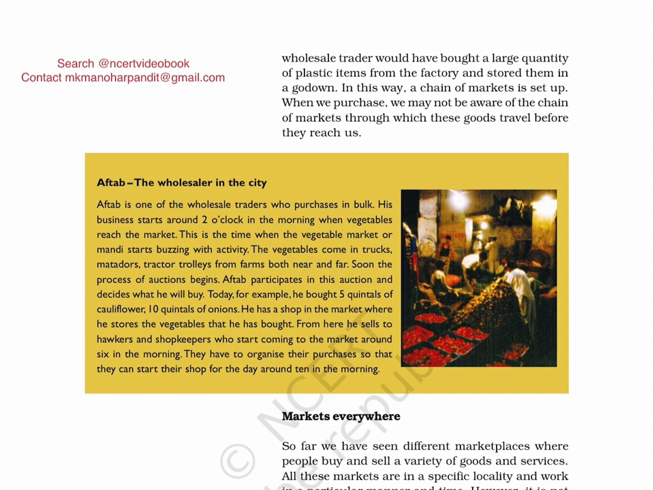The vegetables come in trucks, matadors, tractor trolleys from farms both near and far. Soon the process of auction begins. Aftab participates in this auction and decides what he will buy. Today, for example, he bought 5 quintals of cauliflower, 10 quintals of onions. He has a shop in the market where he stores the vegetables that he has bought. From here, he sells to hawkers and shopkeepers who start coming to the market around 6 in the morning. They have to organize their purchases so that they can start their shop for the day around 10 in the morning.